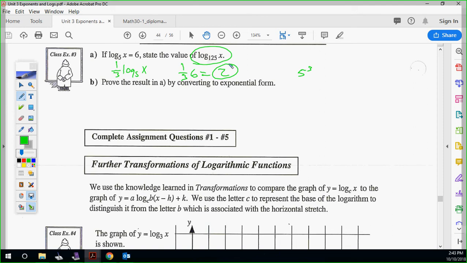Prove the result by converting to exponential form. So they just want us to go, if you do this, you get 5 to the 6 equals x. And then if we do 125 squared equals x, they should equal up, and they do. Where did I get the 125 squared? Because we said this equals 2, right? So I did 125 squared equals 5 to the 6, and they do match up.